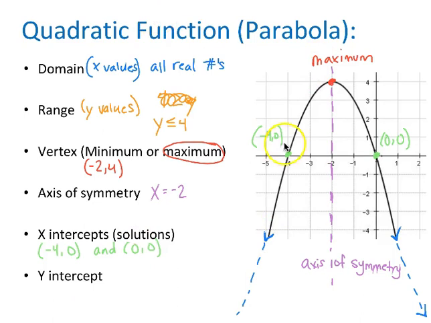And then last but not least, the y-intercept is simply where, let's do that in gray, we cross our y-axis. And in this case, we cross our y-axis at one of our x-intercepts, and that is at (0, 0). Where do we cross the y-axis? Remember, this is your x-axis and that's your y-axis.